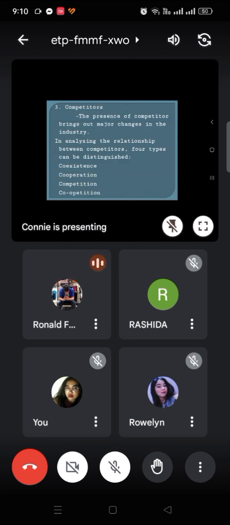And number 3, competitors. The presence of competitors brings out major changes in the industry. In analyzing the relationship between competitors, 4 types can be distinguished. The first one is coexistence. And 2, cooperation. Number 3, competition. 4, co-opetition. So, competitors often strive for as little interaction as possible, which in some cases can give rise to a relationship of coexistence.